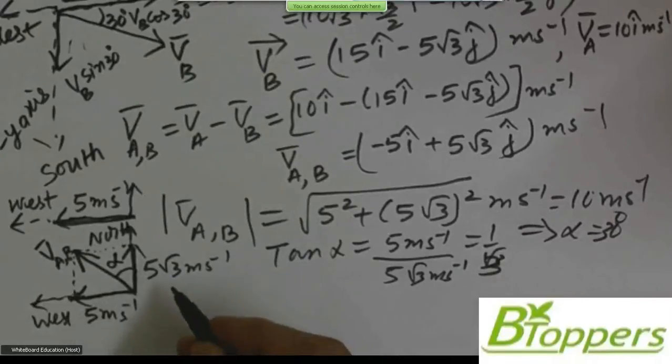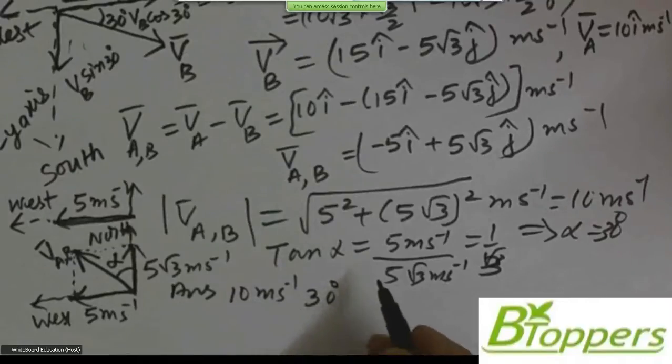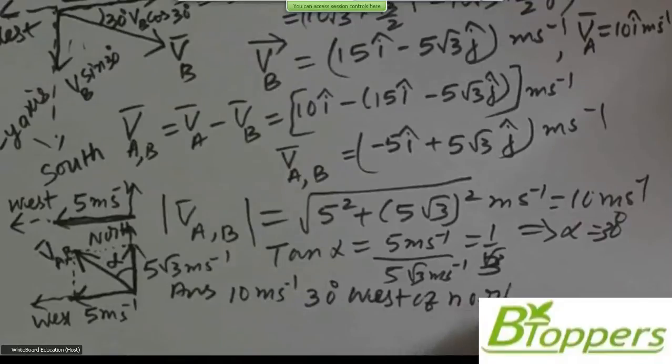That means you can write the answer in this way: 10 meter per second in the direction 30 degrees west of north. That means relative velocity of A with respect to B is 10 meter per second in the direction 30 degrees west of north. So when we say 30 degrees west of north, means it makes 30 degrees with north direction, inclined towards west. So that is the relative velocity of A with respect to B.